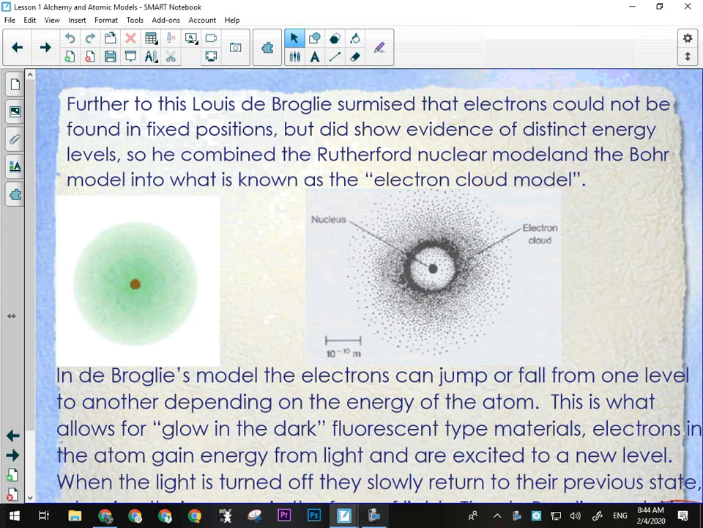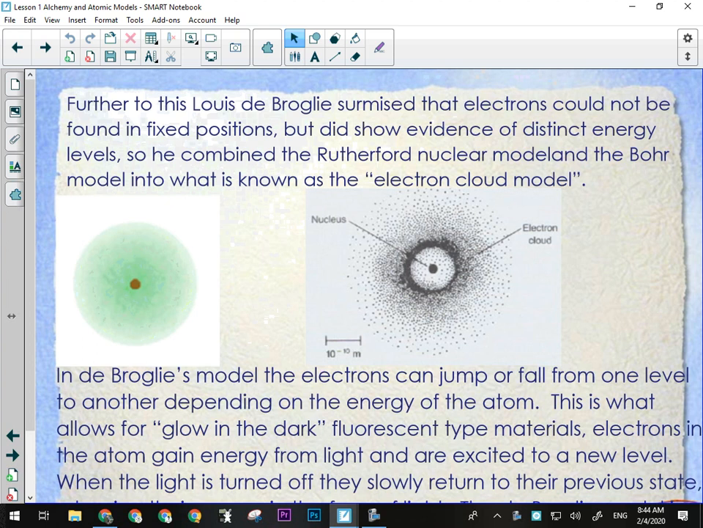Okay, so quick review of what we covered yesterday. We went over the models of the atom that are essentially part of the history of the development of our current model. We started out with John Dalton's solid sphere model. John Dalton came up with the atomic theory.